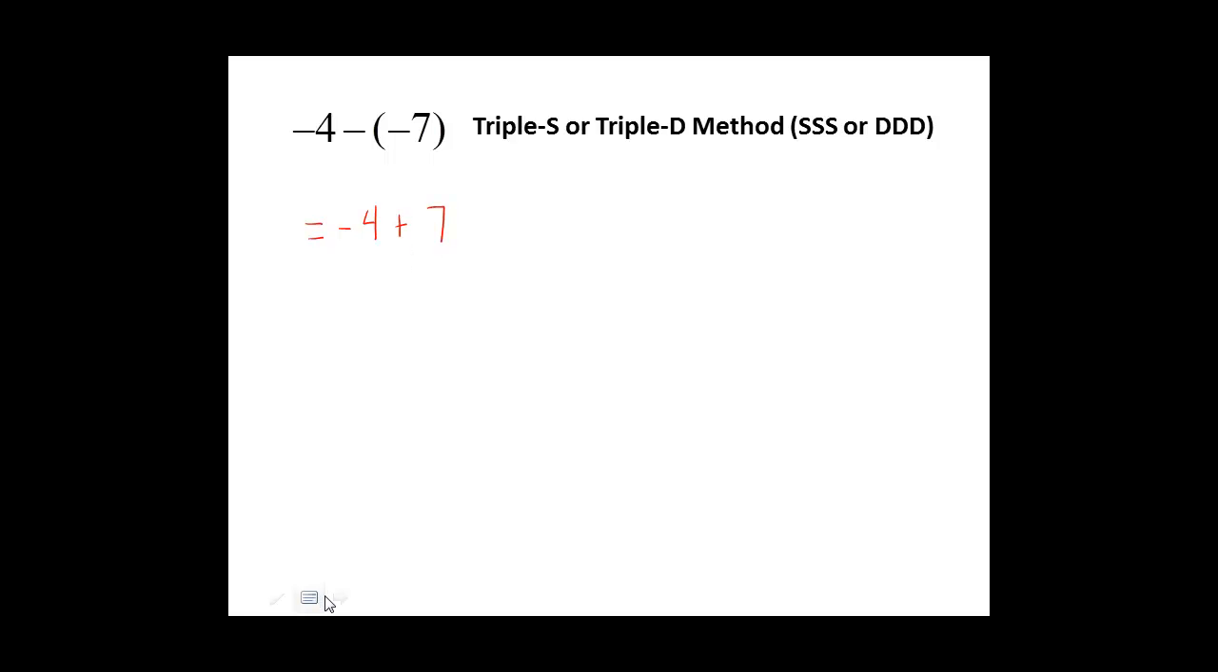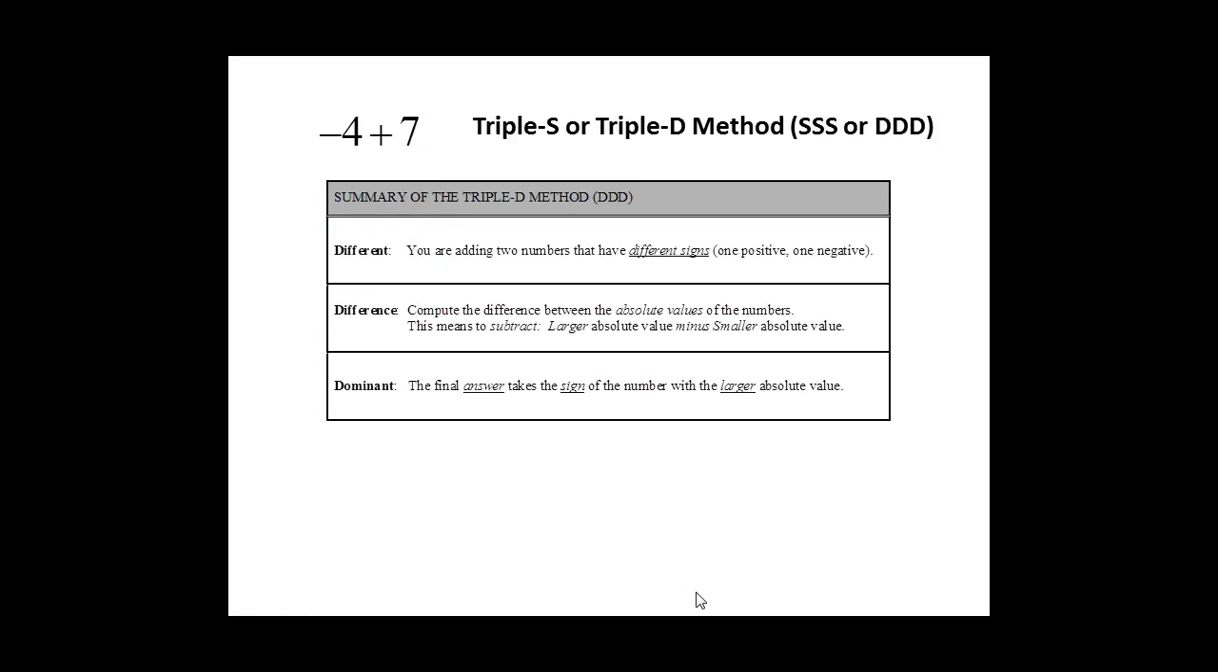Now we need to determine whether we will use the triple S or the triple D method. We are adding a -4 and a +7. The signs are different, so we will use the triple D method. In order to use the triple D method, we will compute the difference of the absolute values of the two numbers. Then we will keep the sign of the dominant number. The dominant number is the number that has a larger absolute value.